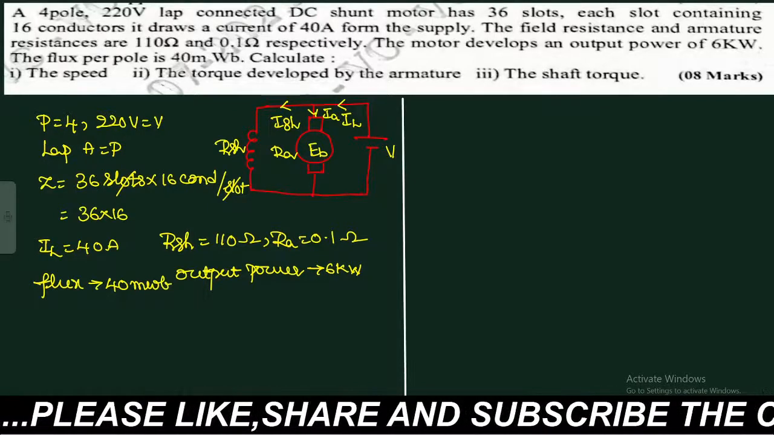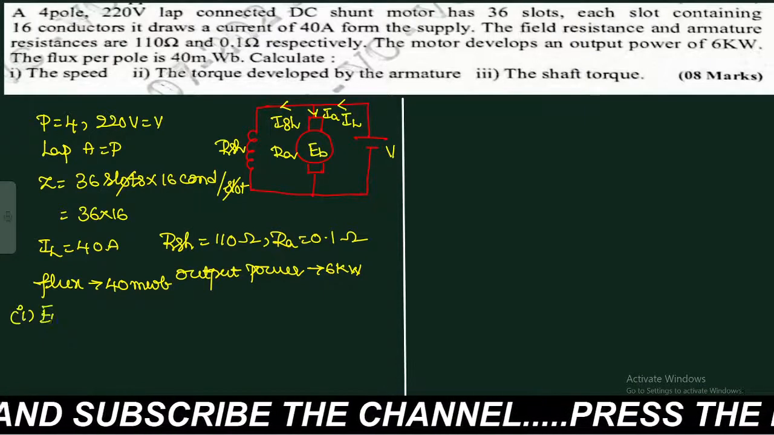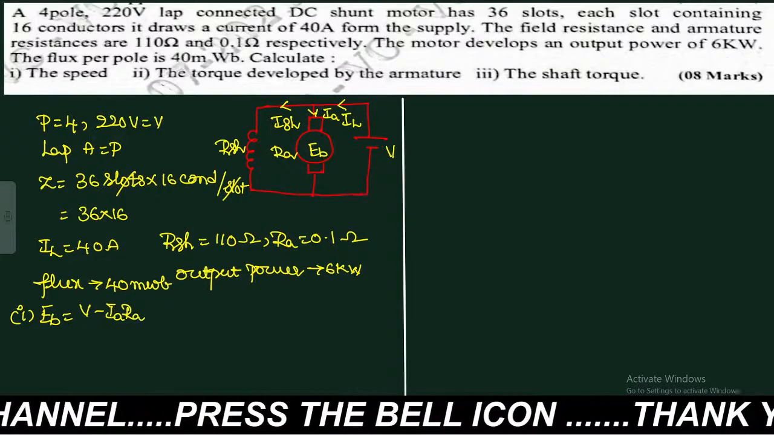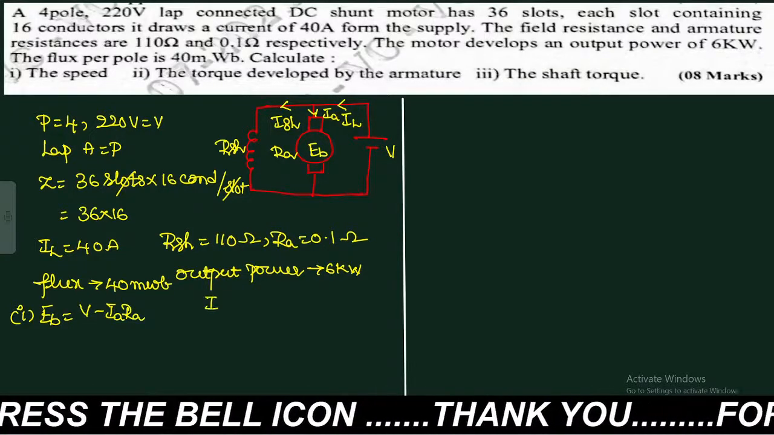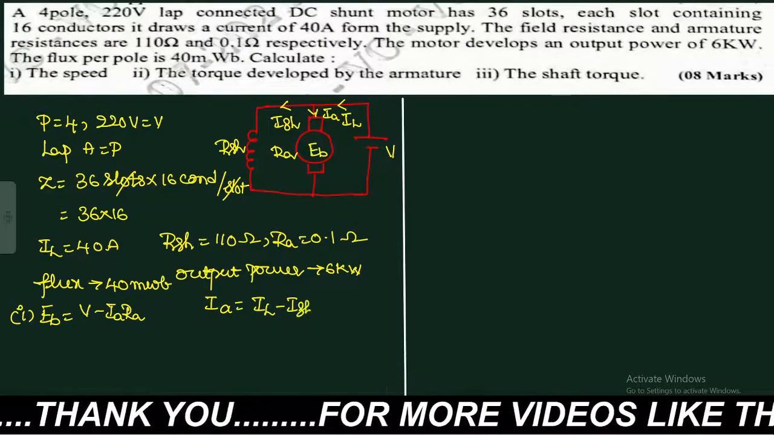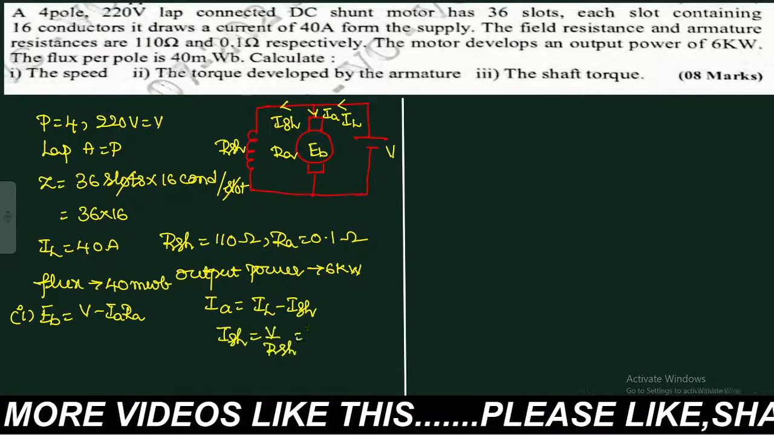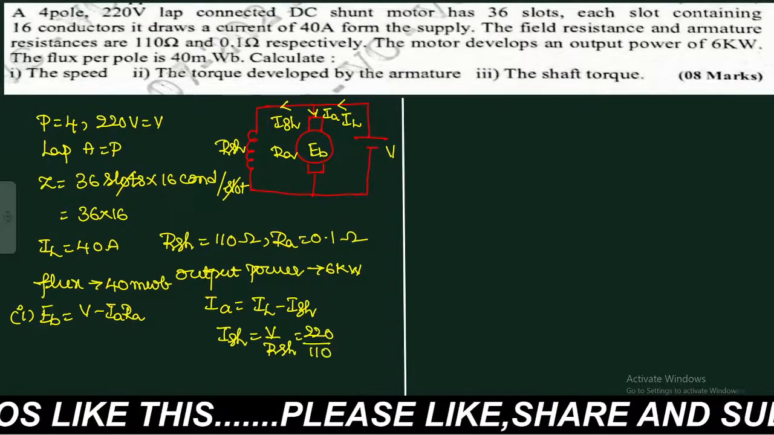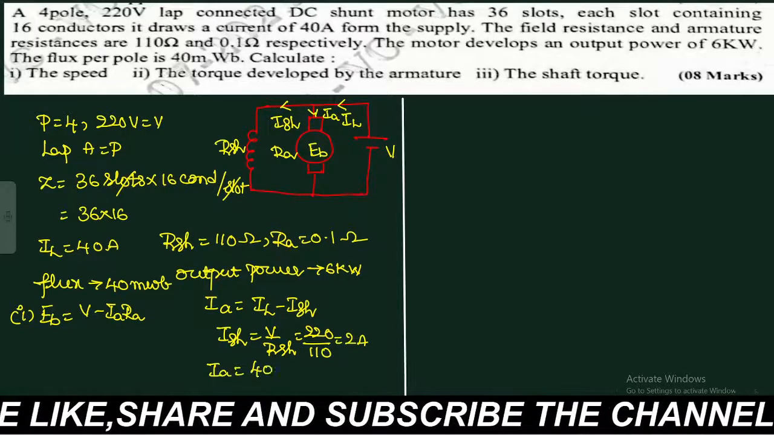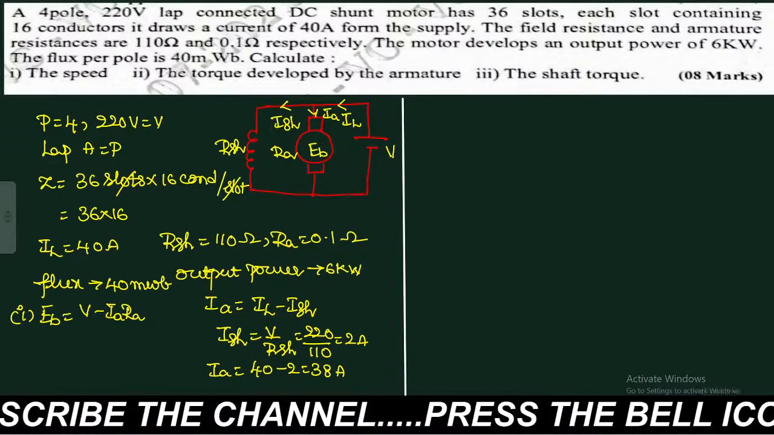Let us find the speed. For the calculation of the speed, you first have to calculate the back EMF. The back EMF formula, you know already, is V minus IA into RA. I know V and RA, but I don't know IA, so let us find the IA value. IA is equal to IL minus ISH. ISH is V by RSH, that is 220 divided by 110, which is 2 amperes. So IA is 40 minus 2, that is 38 amperes.